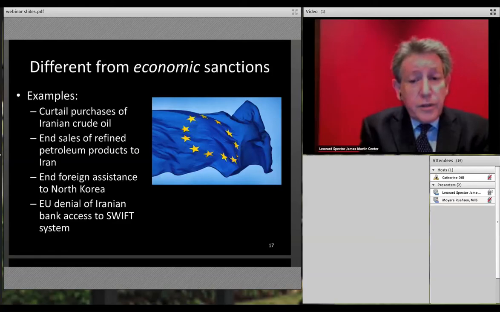Curtailing the purchases of Iranian crude oil, a very powerful sanction. The ending of sales of refined petroleum products to Iran, another tough measure. The end of foreign assistance to North Korea, not fully implemented, but given it's a very weak economy, a very powerful tool potentially. And finally, just as another example, there was the denial by the European Union of Iranian bank access to the SWIFT transaction clearing system. This is where the world's checks get cleared, and many other transactions as well. And it has tended to isolate Iran very much from world financial operations.